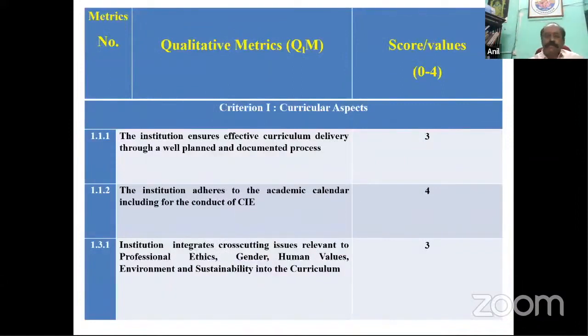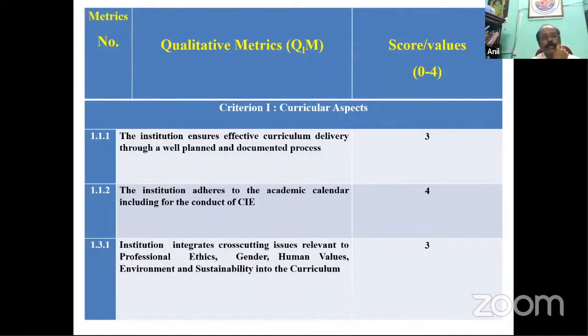So there is a self-assessment score sheet. You have to self-evaluate yourself. Just as a model, I am showing this. So for example, for the qualitative metrics, that is QLM under criterion 1, there are only 1.1.1, 1.1.2, and 1.3.1.